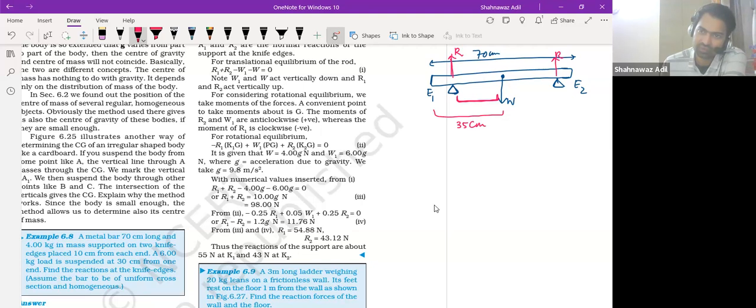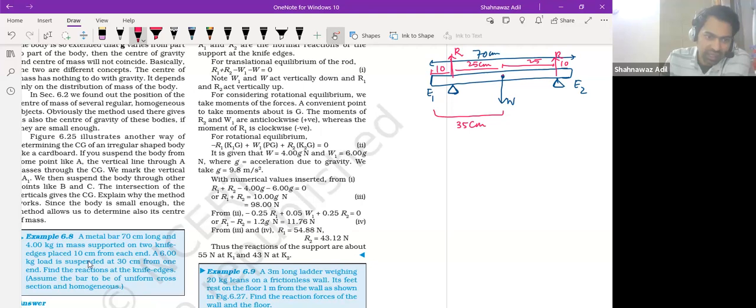So 70 minus 35? No, 70 is the total distance. 35 is this distance, from here to here, right? Center. And this knife edge position is 10 centimeters from here, so this would be 25. Clear? Because the total is 35, this would be 25. Is this clear, everyone? Similarly, this is 25 and this is 10. So is this point clear? Yes, sir.